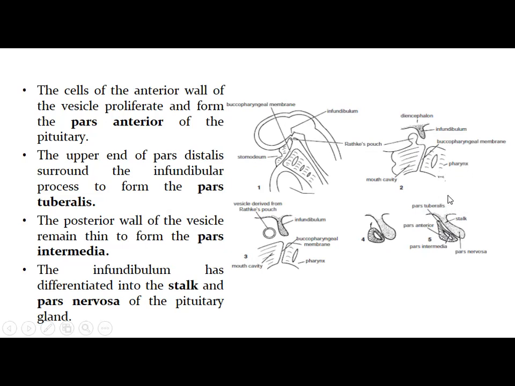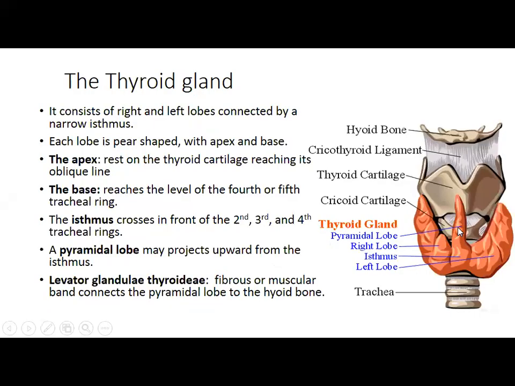Coming now from the extension of the brain, that is the infundibulum here, it has differentiated into the stalk and pars nervosa of the pituitary gland. The part which descends down forms the pars nervosa, and the part which is connecting the brain to the pars nervosa becomes the stalk. So this is how the pituitary gland develops from Rathke's pouch, which develops the anterior pituitary, and the infundibulum coming from the diencephalon of the brain. Okay, so that was about the pituitary gland.